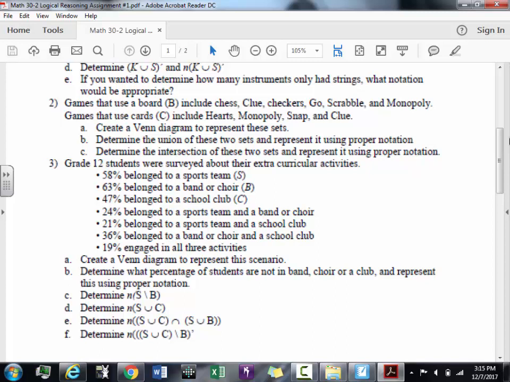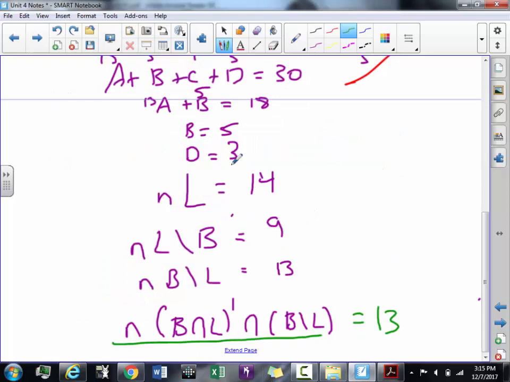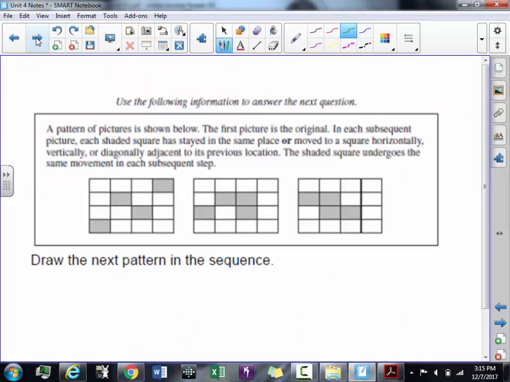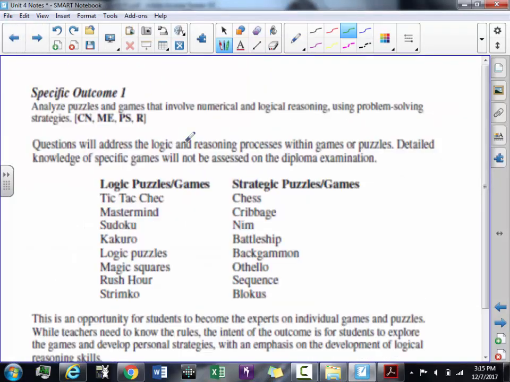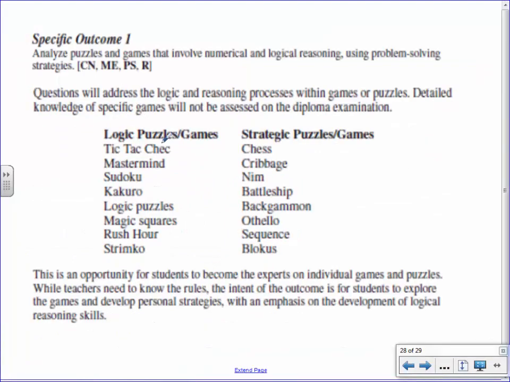Do you guys know how to play, anybody know Blockus? Okay, I'll show you that one. Crib? Backgammon? No, that one's not on the list. I actually have a list of games. It's in the notes here. I'll find it for you. Of games that the curriculum actually suggests that we show you how to play. No, not that one. They suggest.